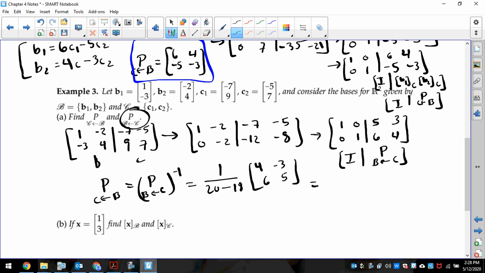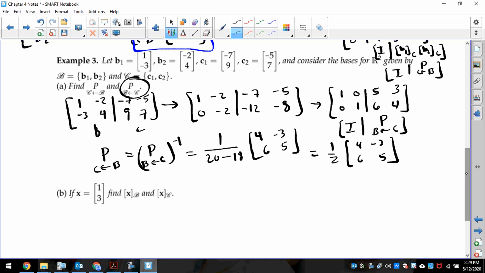So then we're going to get 1/2 for -3, 6, 5. Just like that. So there's the two matrices: one going P from B to C, and the other going from C to B.